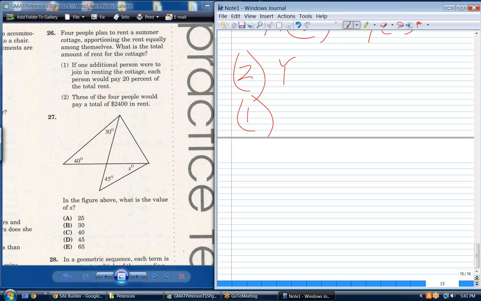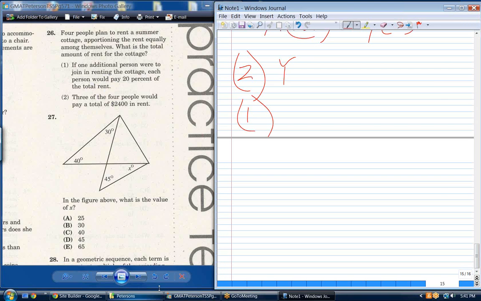Since you don't have any numbers, does statement 1 give you any additional information over the stem? No, I don't think it does. All it means is that if 5 people are renting it, they each pay 20%, which just means the rent is 100%. In other words, they're still going to split it up equally. So statement 1 doesn't really give you any additional information.